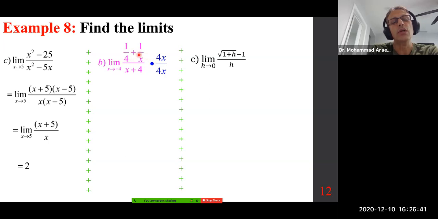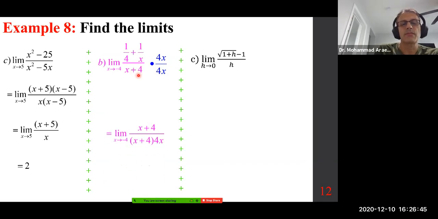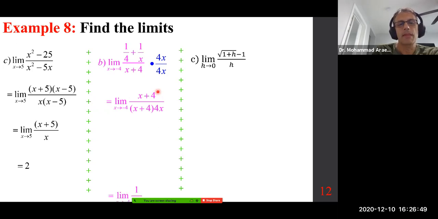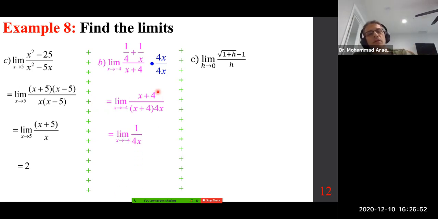By the second one, you get plus 4. And the denominator, you just write it as a product. So x plus 4 drops. And now you have the limit of 1 over 4x as x approaches negative 4, which is 1 over negative 16, or negative 1 over 16. Okay, class?